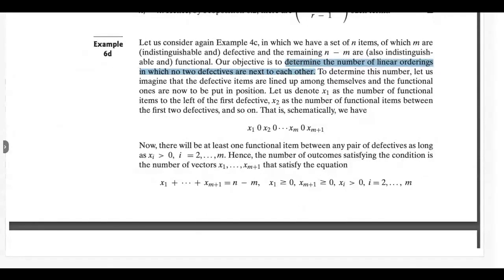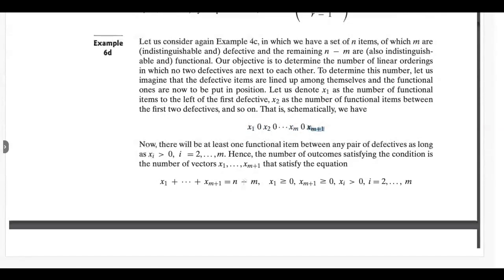So to determine this number, let us imagine the defective items are lined up among themselves, and the functional ones are now to be put in position. So let's denote X1 as the number of functional items to the left of the first defective, and define x2 as the number of functional items between the first two defectives, and so on. So we would have x1, x2, then up to x_(m+1).